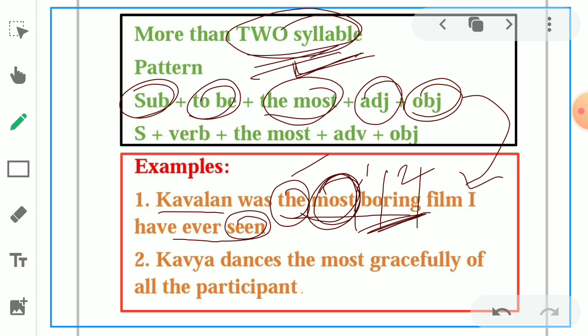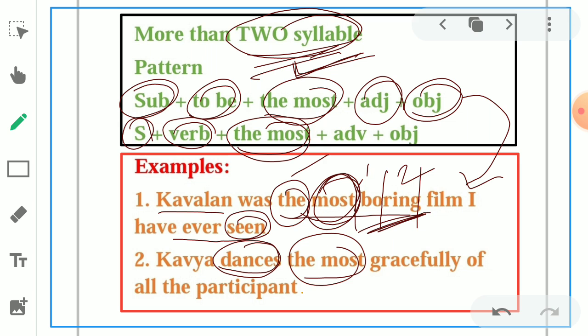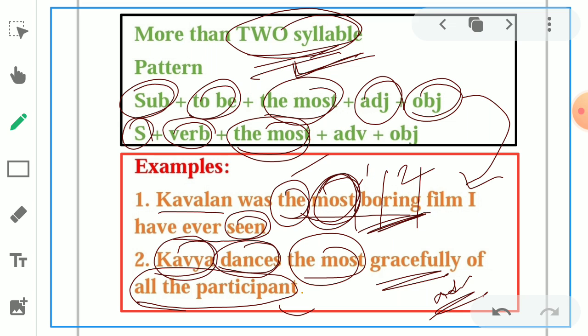Next, Kavya dances. Here the pattern is subject, verb. The verb is dances. The most gracefully, an adverb, right? The adverb gracefully is used, of all the participants. All the participants is in the plural form. So Kavya, the girl, is compared with all the participants. Here you need to write participant, which also has more than one syllable.